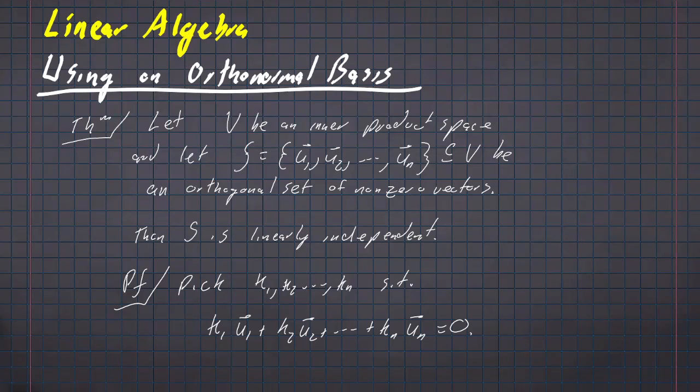And we'll start off the same way we often do with proofs of linear independence. We're going to pick a bunch of constants so that the linear combination k1u1 plus k2u2 down to knun is equal to 0. In order for this set of vectors to be linearly independent, it must be the case that the only constants that will satisfy this are k1 through kn all 0. I think it's obvious that if k1 through kn are all 0, then this equation is satisfied. So what we have to show is it's impossible for k1 through kn to be anything else.